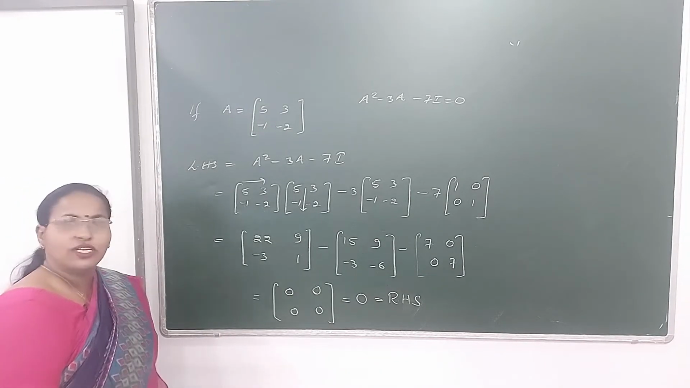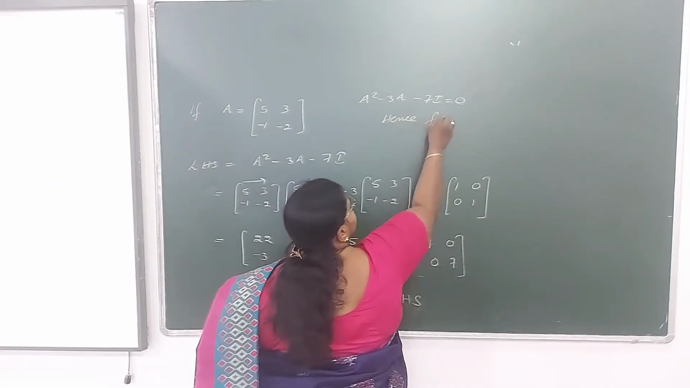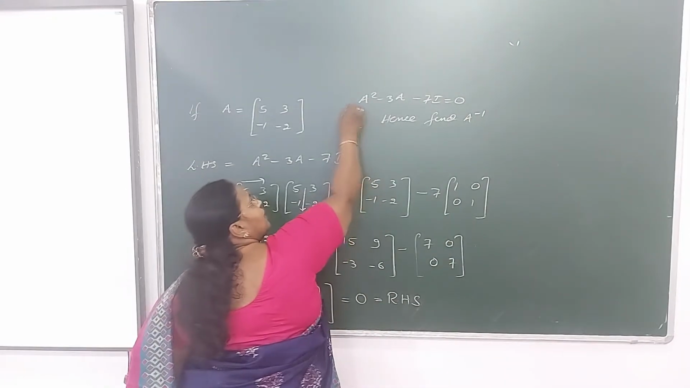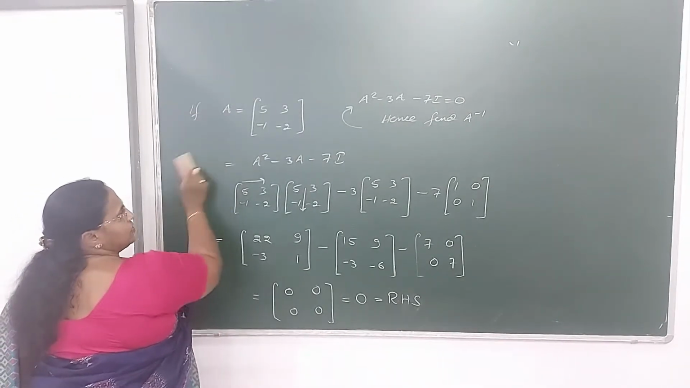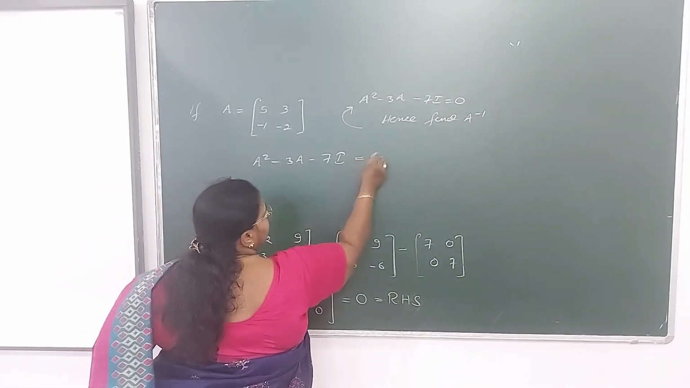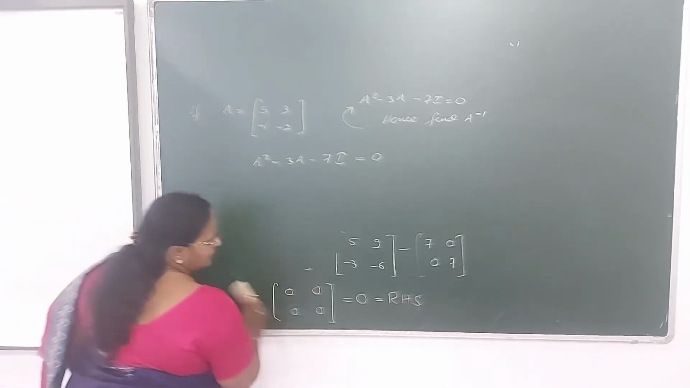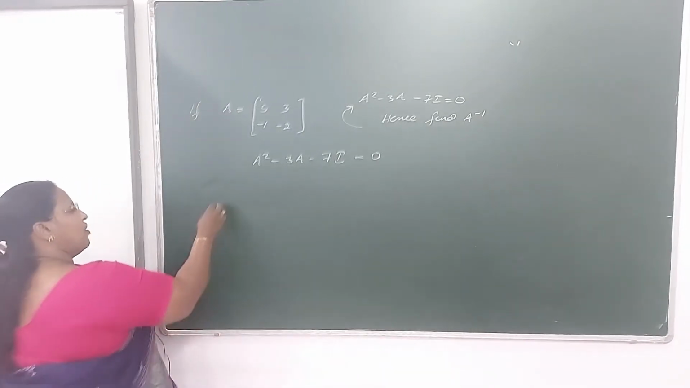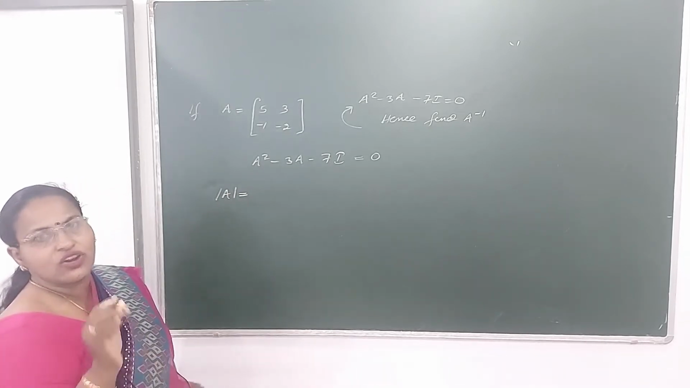Okay. Now what is the next question? The next part: hence find A inverse. That means for finding out A inverse, you will be using this particular equation. Now see what is the procedure. This is the equation we have just now proved: A square minus 3A minus 7I is equal to the null matrix. For finding out A inverse, first of all we'll check the determinant of A, whether A inverse exists or not.